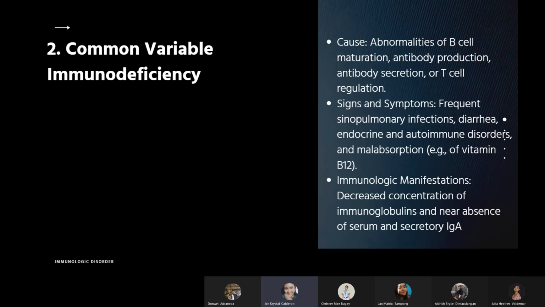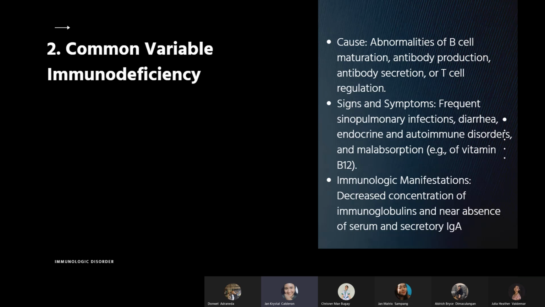Common variable immunodeficiency. It is a form of primary acquired agammaglobulinemia that affects both men and women. Its cause is abnormalities of B cell maturation, antibody production, antibody secretion, or T cell regulation.